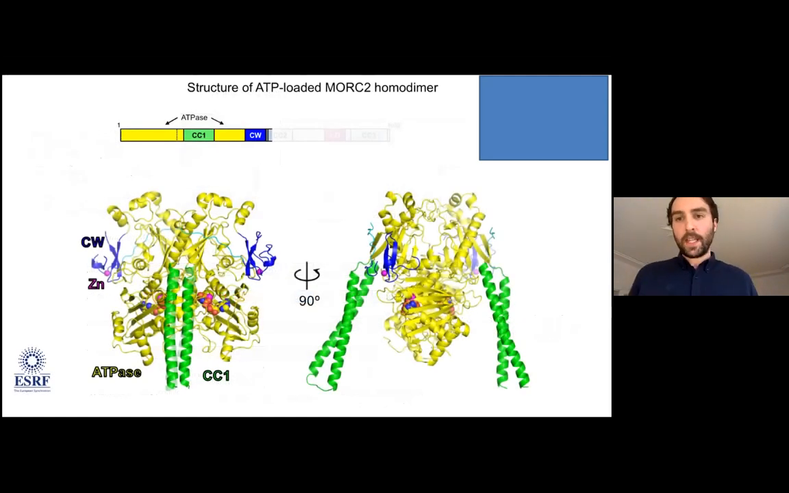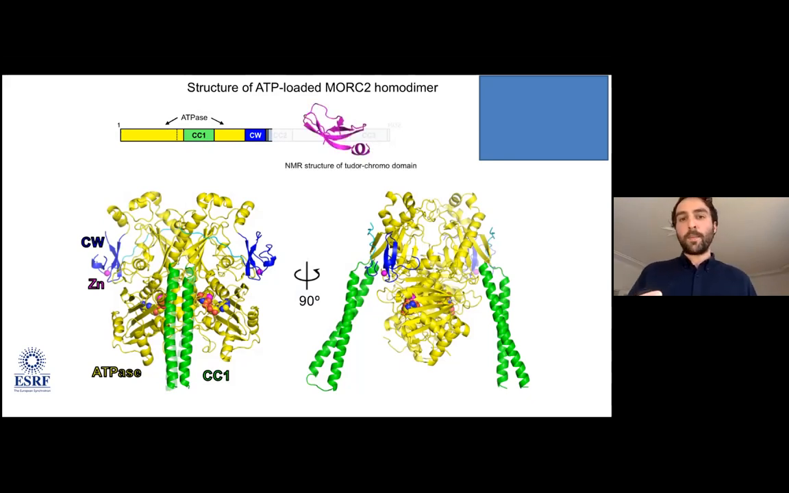So this time at ESRF, we solved the structure of the ATPase module of the MORC2 homodimer in complex with an ATP analog. And you can see it forms this beautifully symmetric M-shaped molecule, M for MORC, where the ATPase module is interrupted by a coiled coil insertion shown in green, which presents these sort of projectile arms coming out of the core of the protein.